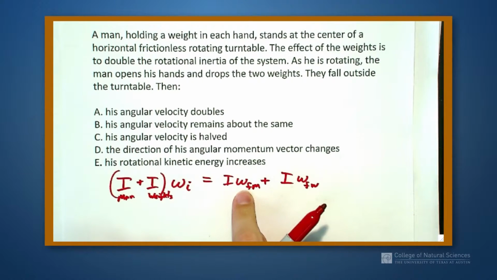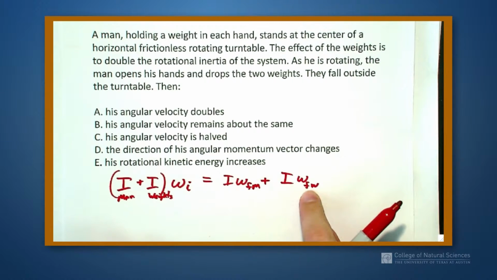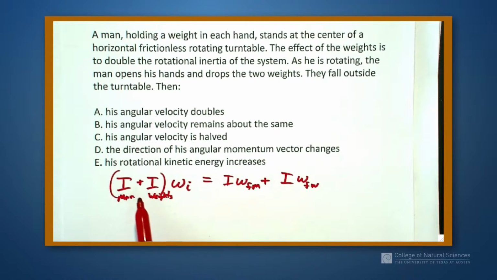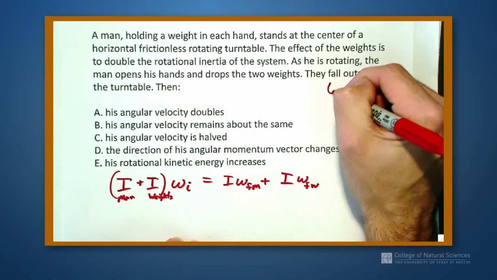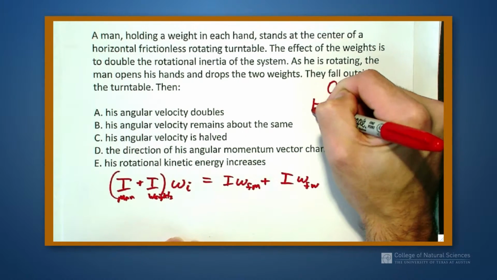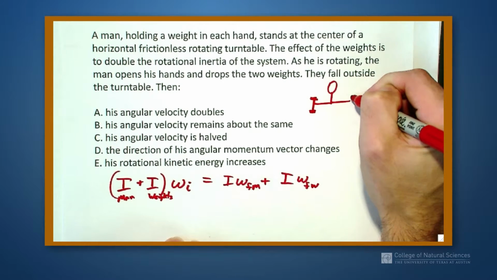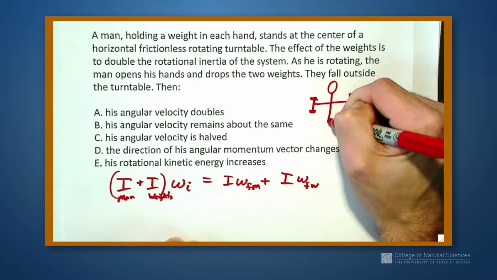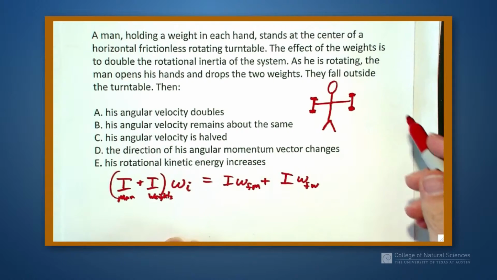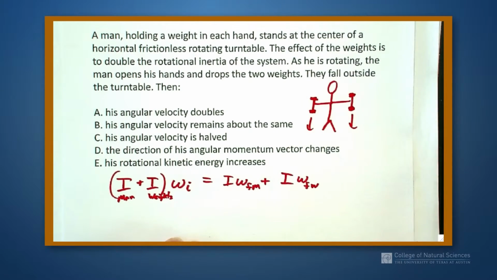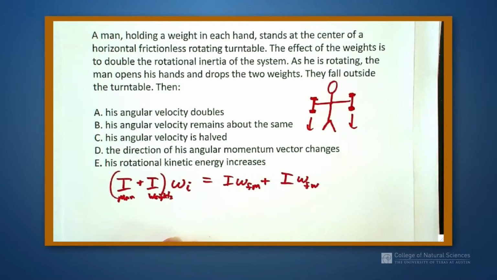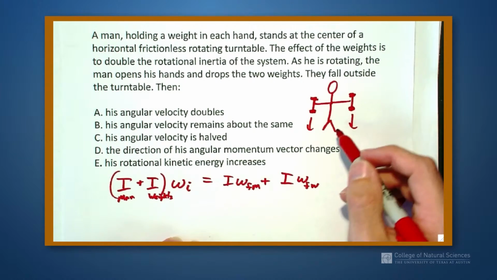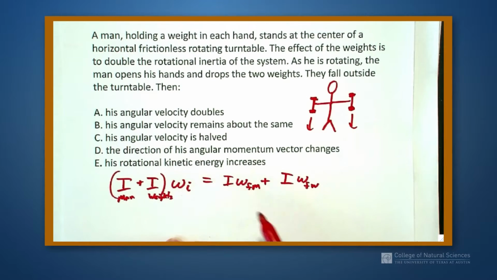I'll substitute the final angular velocity of the man and the final angular velocity of the weights. So what happens here is the person is spinning with their arms out with a weight in each hand, and they're spinning around. And then they drop these two weights. The problem is that these two weights, when they're dropped, have some angular speed to them. They're rotating around, so they contribute to the moment of inertia to begin with.